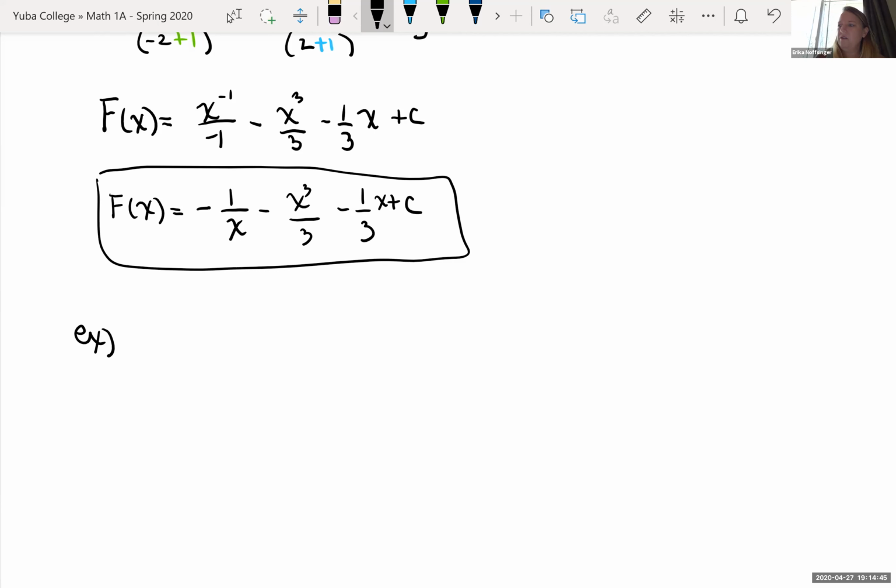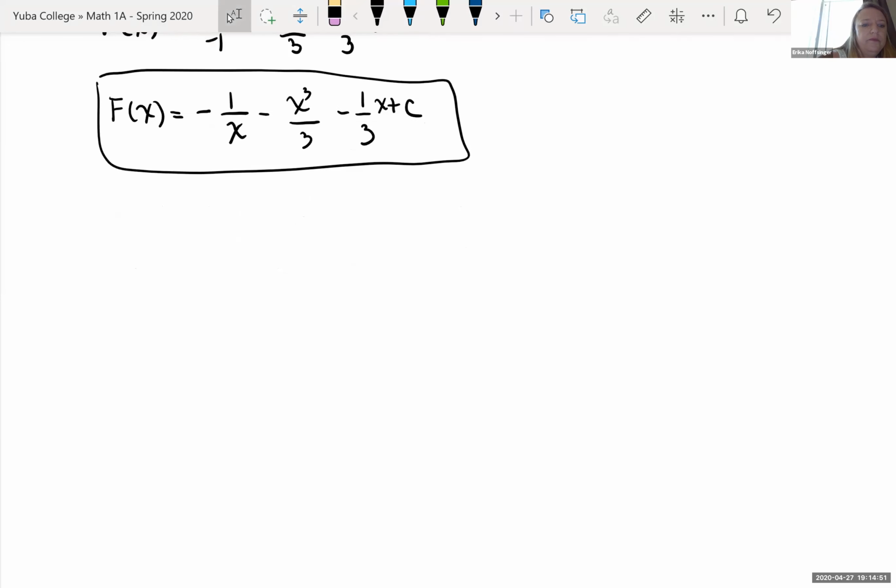So I wanted to go over other rules that you will see. If you have e raised to some power, some constant k times x dx, when you take the antiderivative of this, this is your original e to the kx, divided by k plus c.